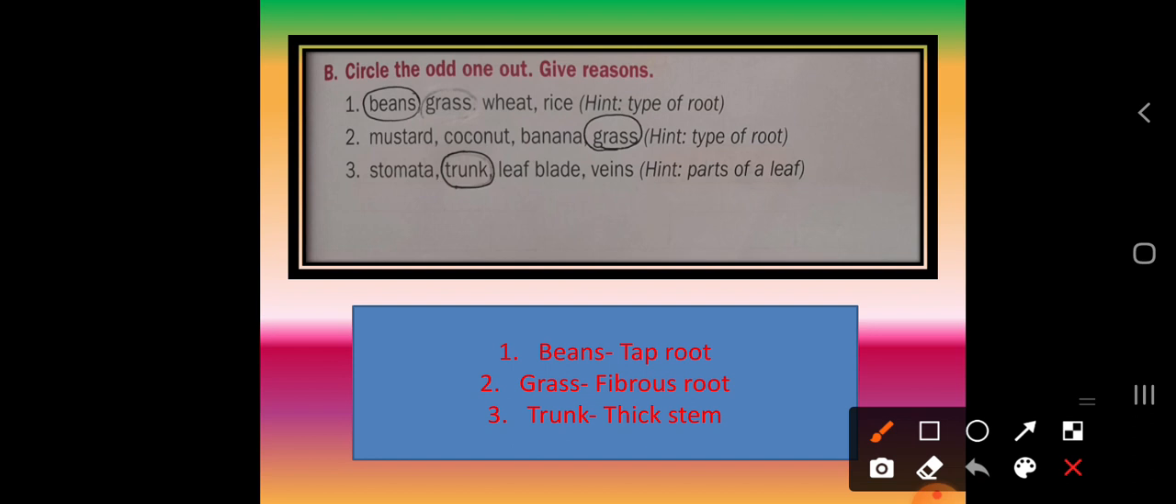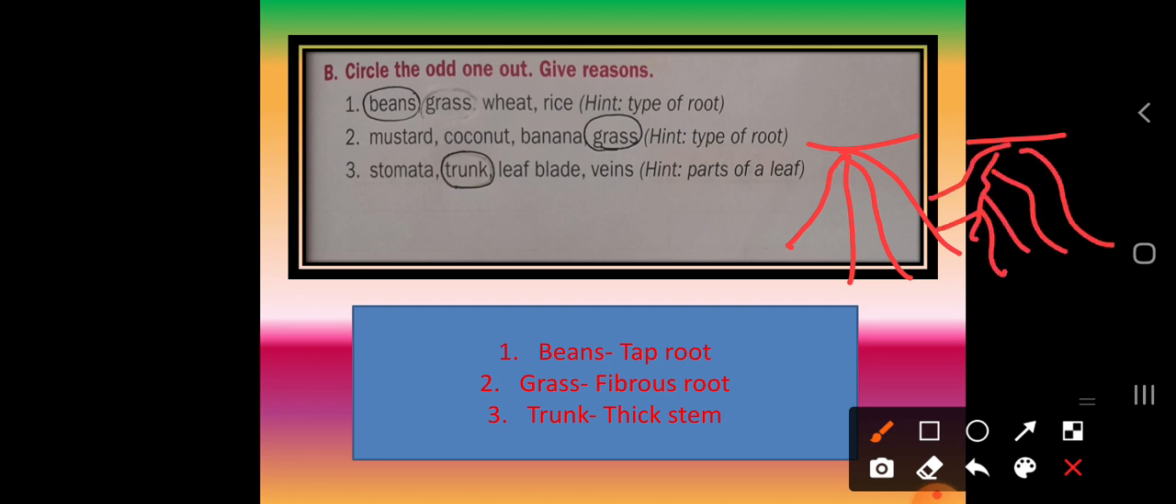Okay, so here a hint has been given. So this is one of the types of root. So you have to check which type of root. Just remember the tap root and the fibrous root. Tap root means it has only one root directly, whereas the fibrous root has a bunch of roots. Okay, it is a bunch of roots. So just recall the things and what the examples of tap root and fibrous root are.